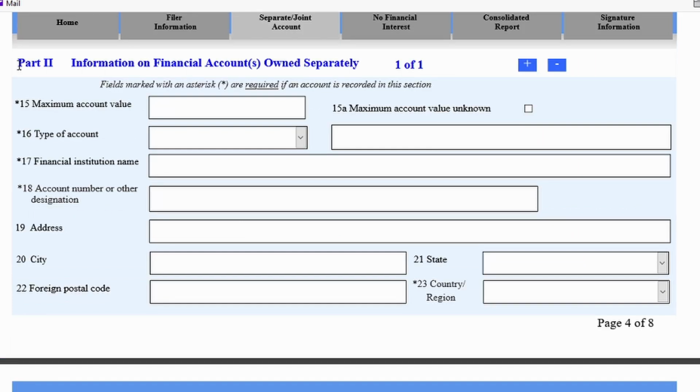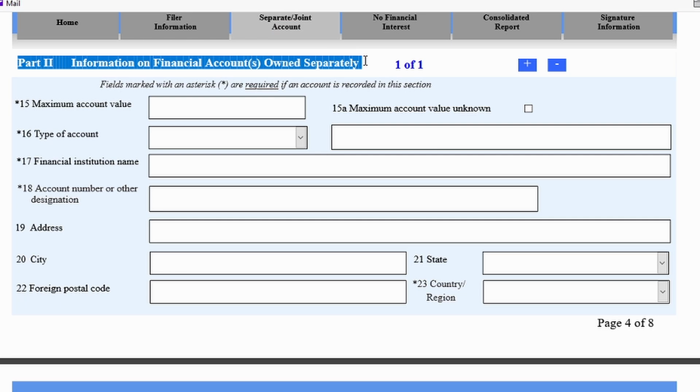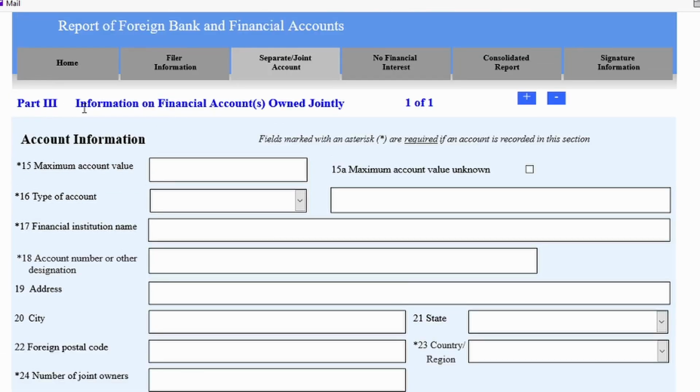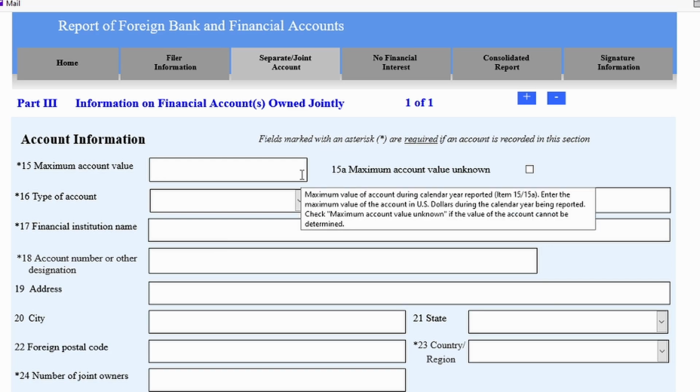So if you are an individual filer, all you need is this section, Part 2. And if you have more than one foreign financial account that you need to report, click on this plus and it will give you more pages of this so you can add more accounts. Part 3 is for the same thing, but if the accounts are owned jointly. So if you're married, you would be filling out this section, Part 3.